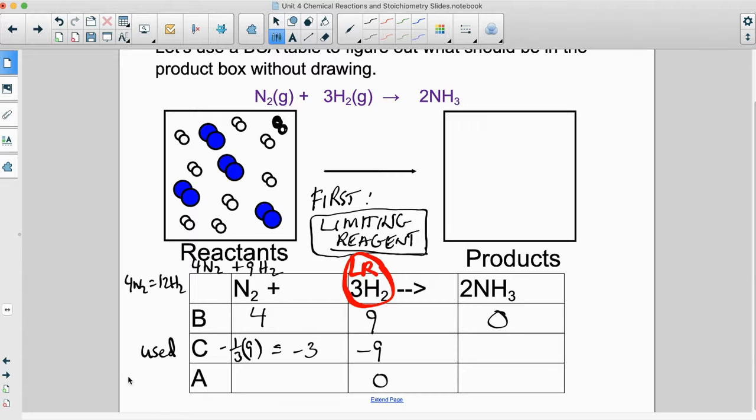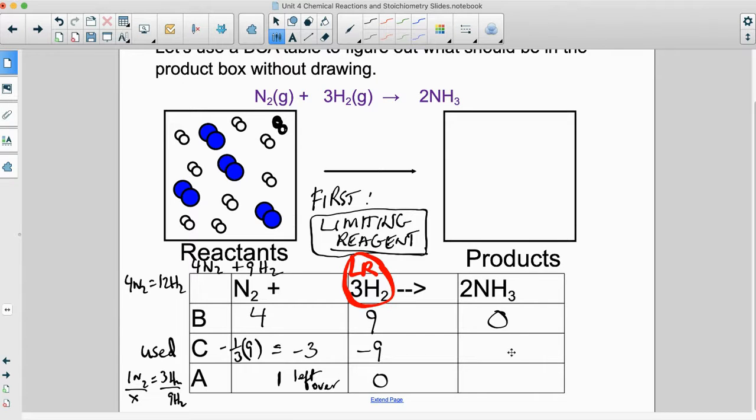My top line is 1 N2 for every 3 H2. If I use 9 H2s, what's my X here? My N2s here is going to be 3. My X is going to be 3. So I'll use 3 N2 particles. 4 minus 3 gives me 1 left over.